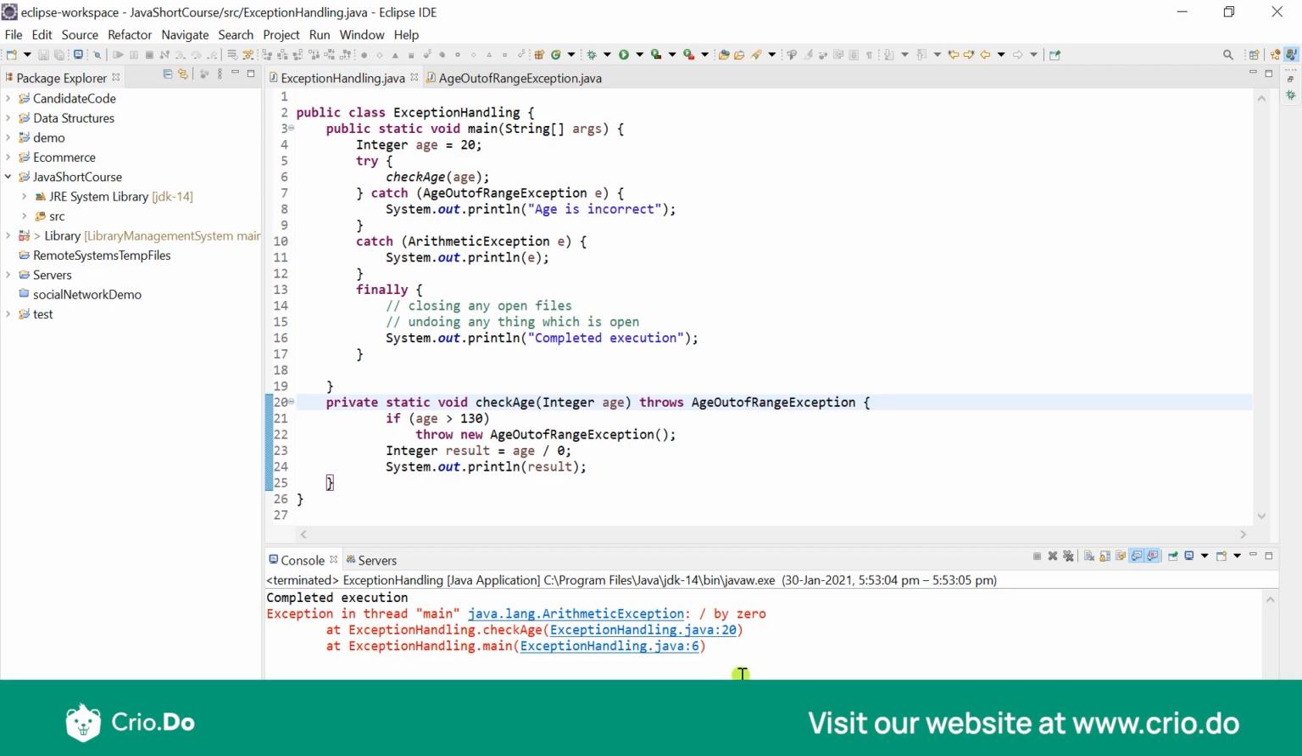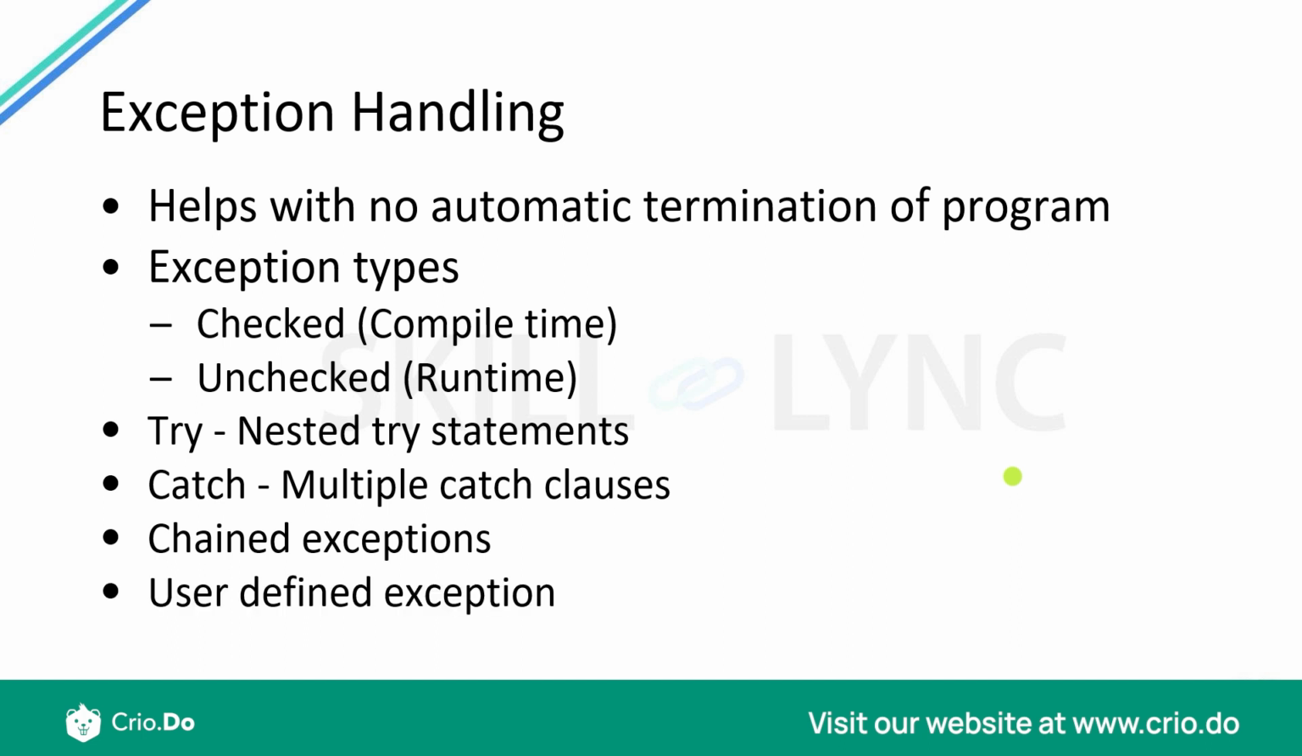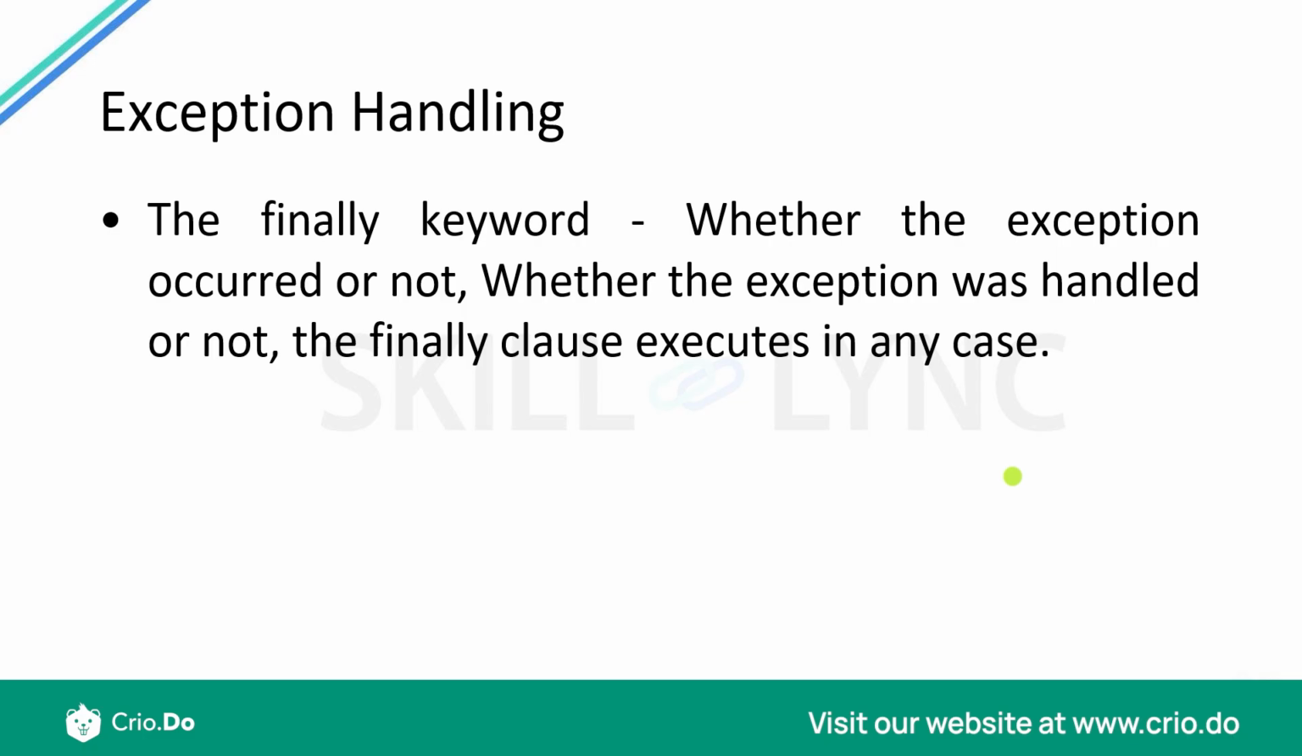So that's pretty much about exception handling. We saw the nested try statements, we saw multiple catch clauses, we saw how we could have chained exceptions, we saw how we could define our own exceptions. We also saw about the finally keyword, whether an exception occurs or not, whether it was handled or not. The finally clause will definitely execute in any case. We also saw about throw and throws.